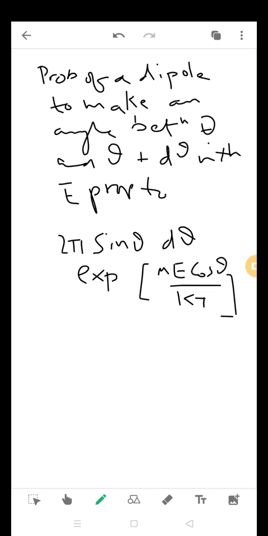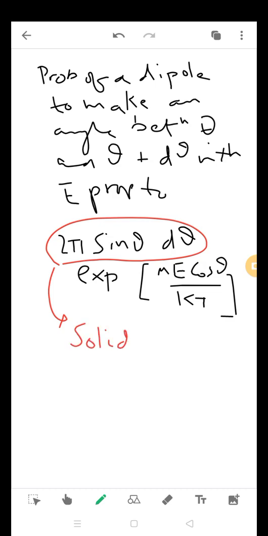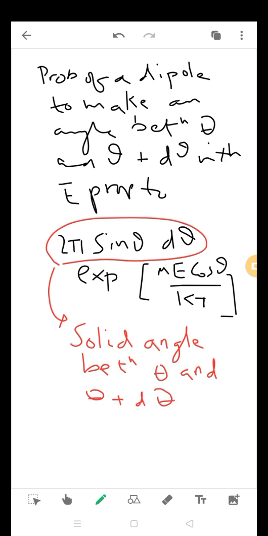Now this 2 pi sine theta, this quantity is actually a solid angle between theta and theta plus d theta. And the average component of the dipole moment along the field direction. So the next slide.